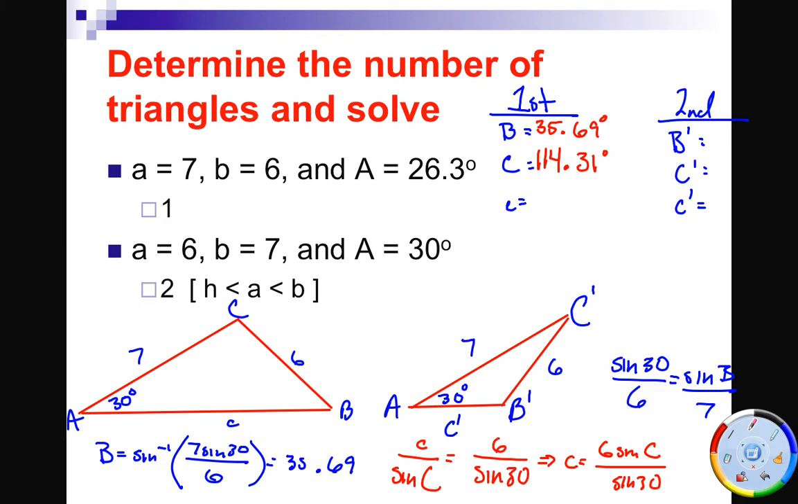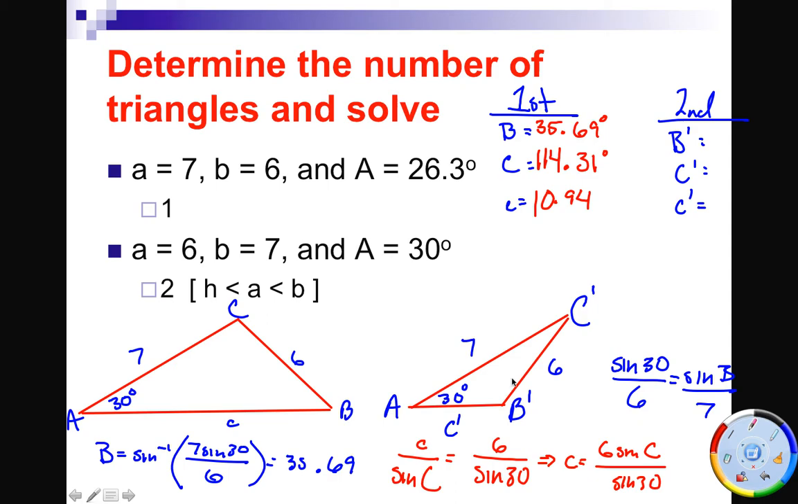Remember, use your answer key there, answer button. I get 10.94. Now, none of these three numbers go into your second triangle. None of them. But we're going to use one of them to find the other ones.